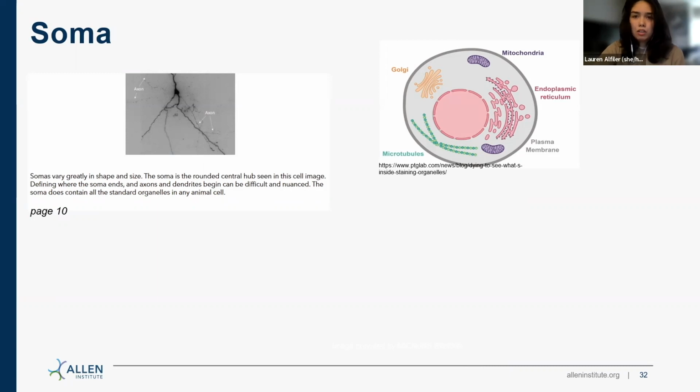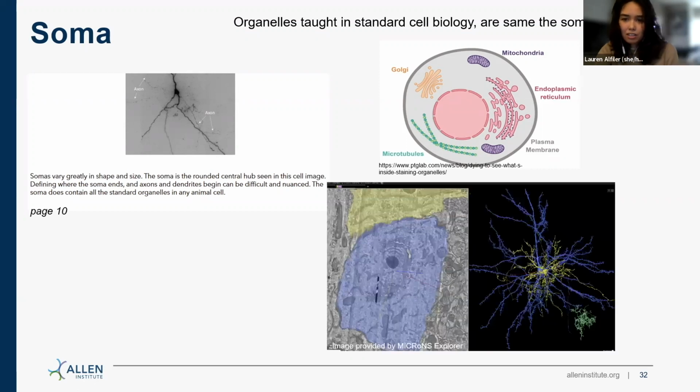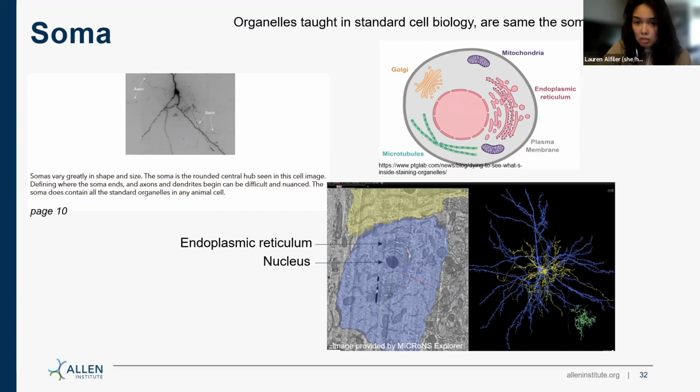But you got to remember, a neuron is a brain cell. So all those organelles that are taught in standard cell biology are still found in the soma of a neuron, because at the end of the day, a neuron is a brain cell. And in fact, here is an EM, or electron microscope, image of a neuron, and you can actually see distinctly the ER right there, the nucleus, the mitochondria. And it's a good point to hit to your students.